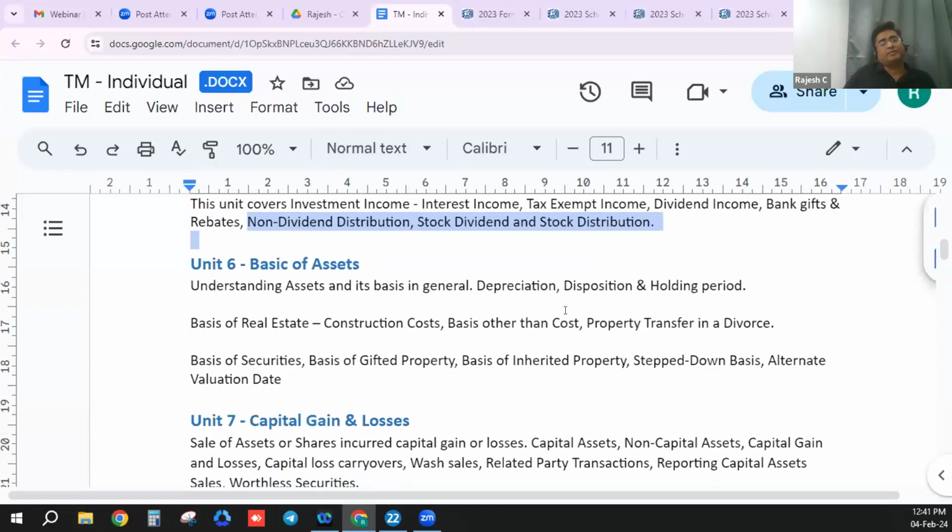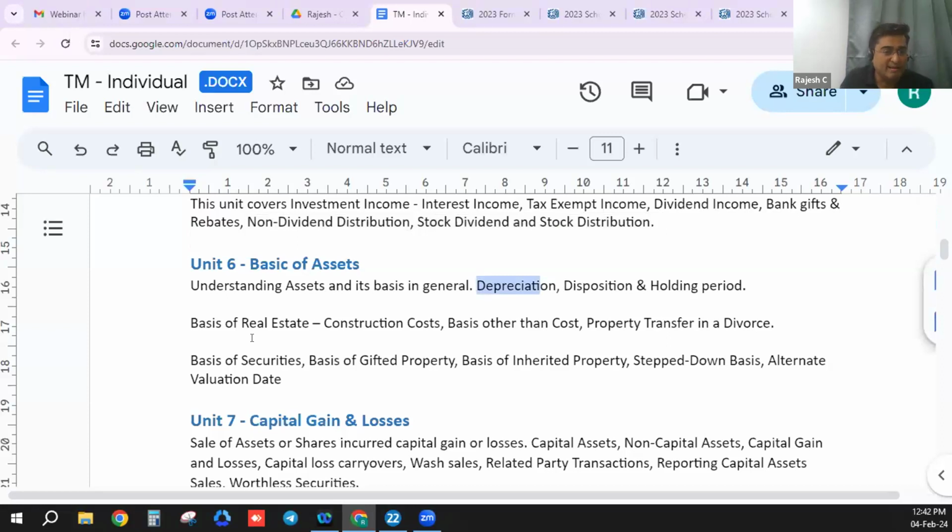Unit 6 covers the basis of assets. What is the basis of assets? Let's suppose you have a small business. In a small business, you also have furniture, machinery and so on. For that, you also claim depreciation, apart from your salary income. So we have to calculate the basis of assets, depreciation, dispositions and holding periods.